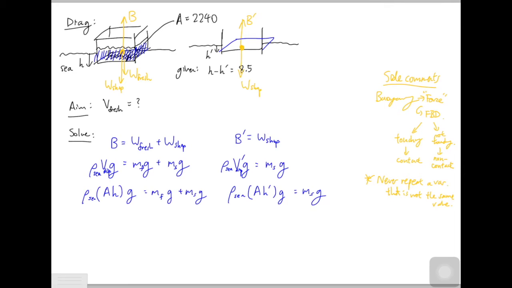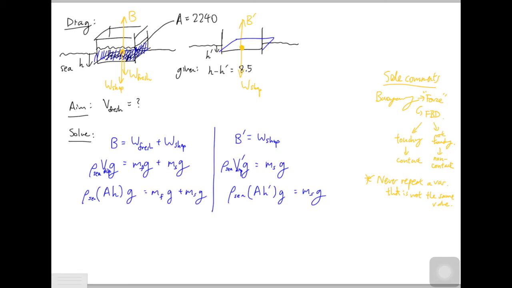Okay, now you see that my A has been repeated over here. Immediately I'm very alert of this, of never repeating a variable unless they are the same. So I need to ask, is the area the same over there? Of course, that's the base area of the ship, and it doesn't change when it rises a little bit out of the ocean. So that A is indeed the same.